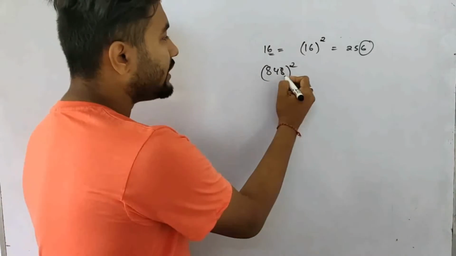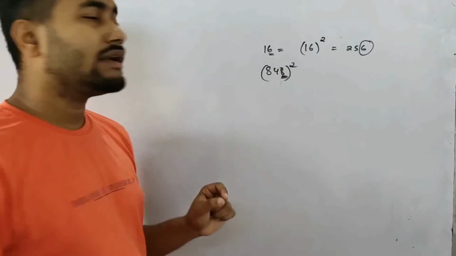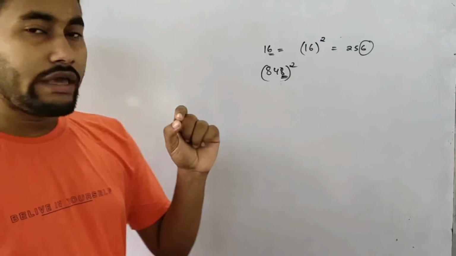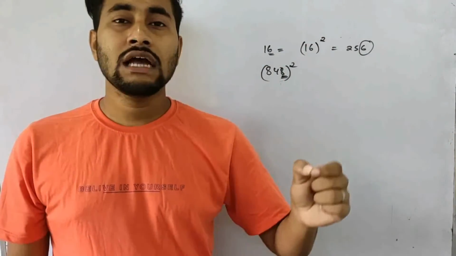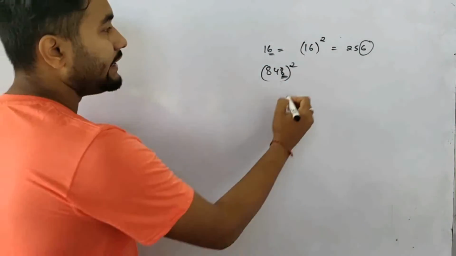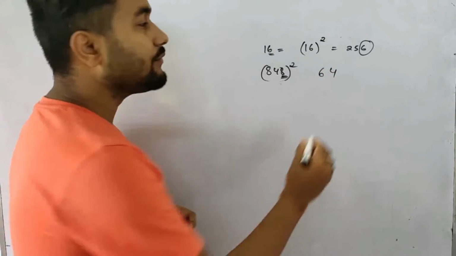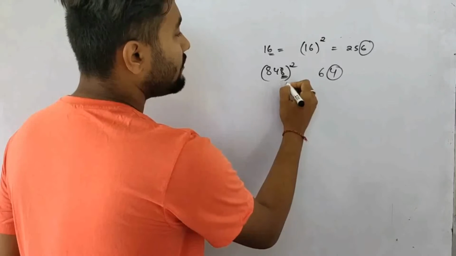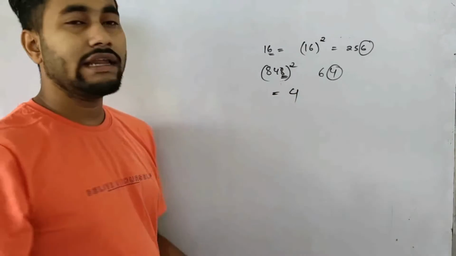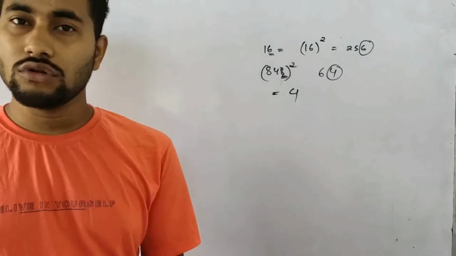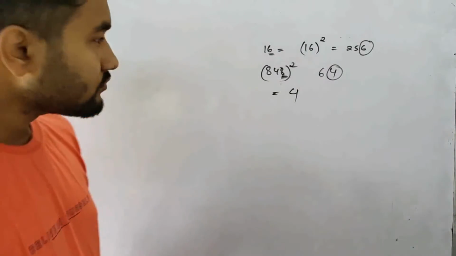One more, let us do. What is the unit digit here? The unit digit is 8. So 8 with 8. 8 eights are 64. So what will be the unit digit? 4. So directly you can write your answer will be 4. This is the technique.